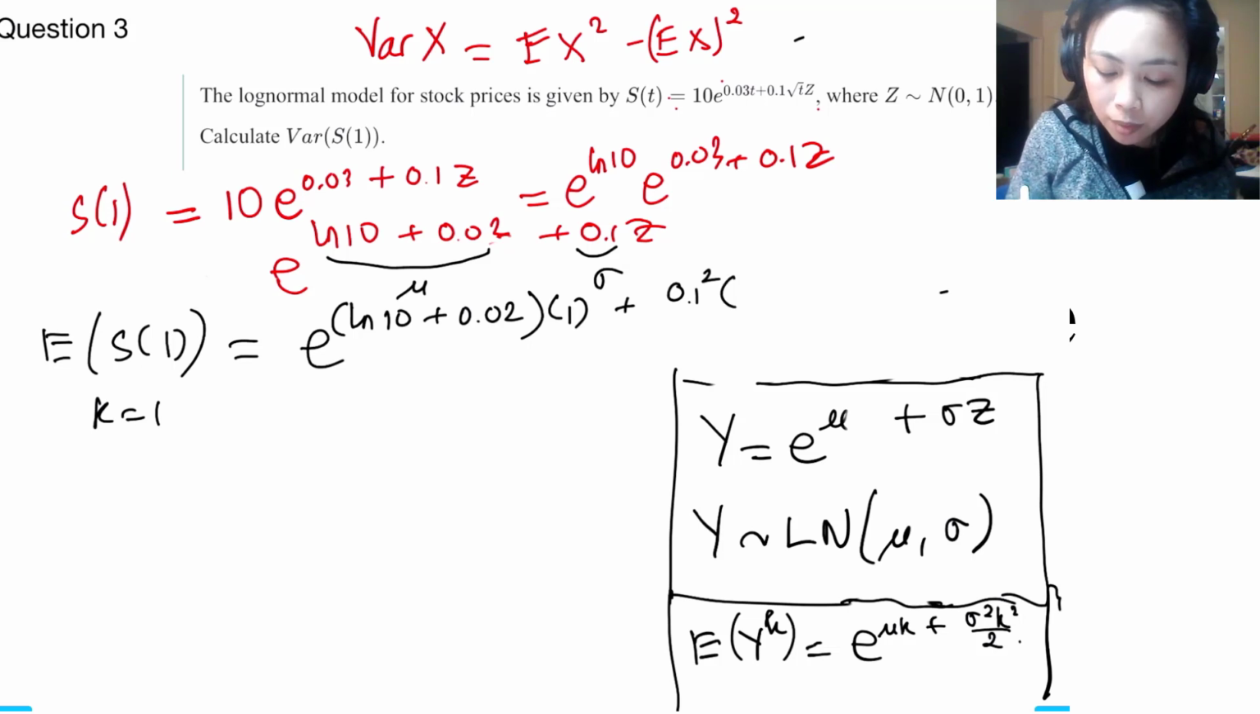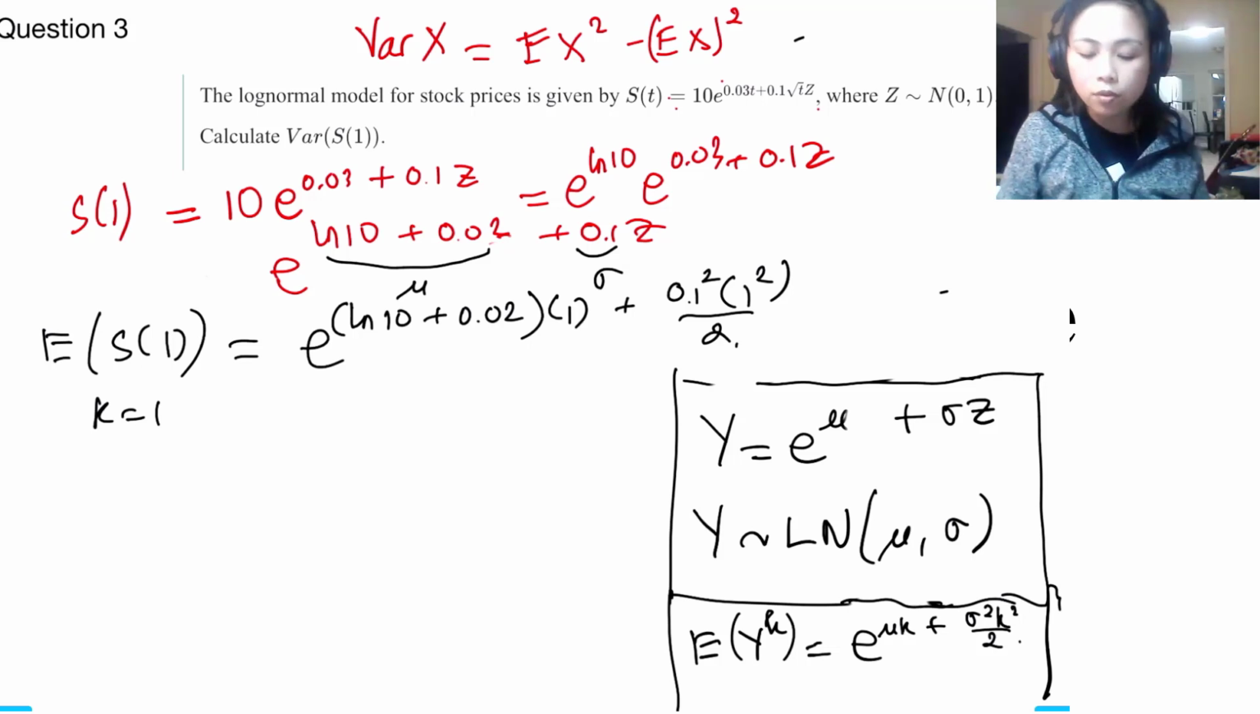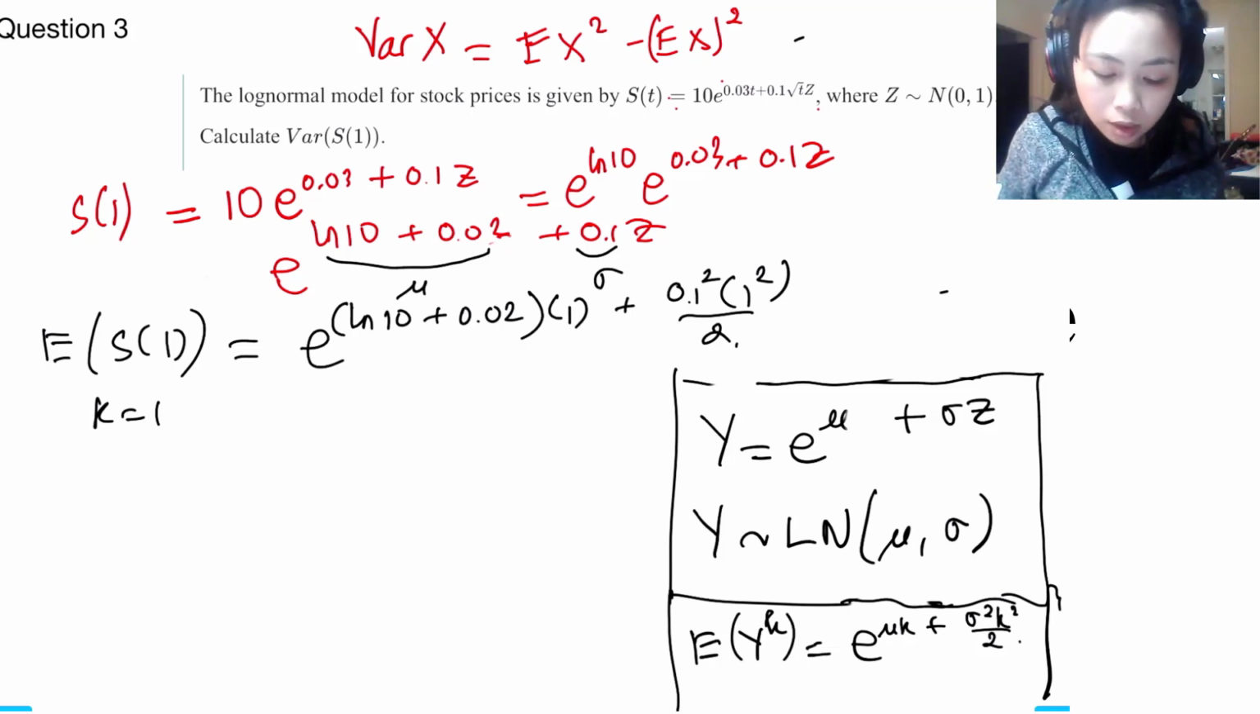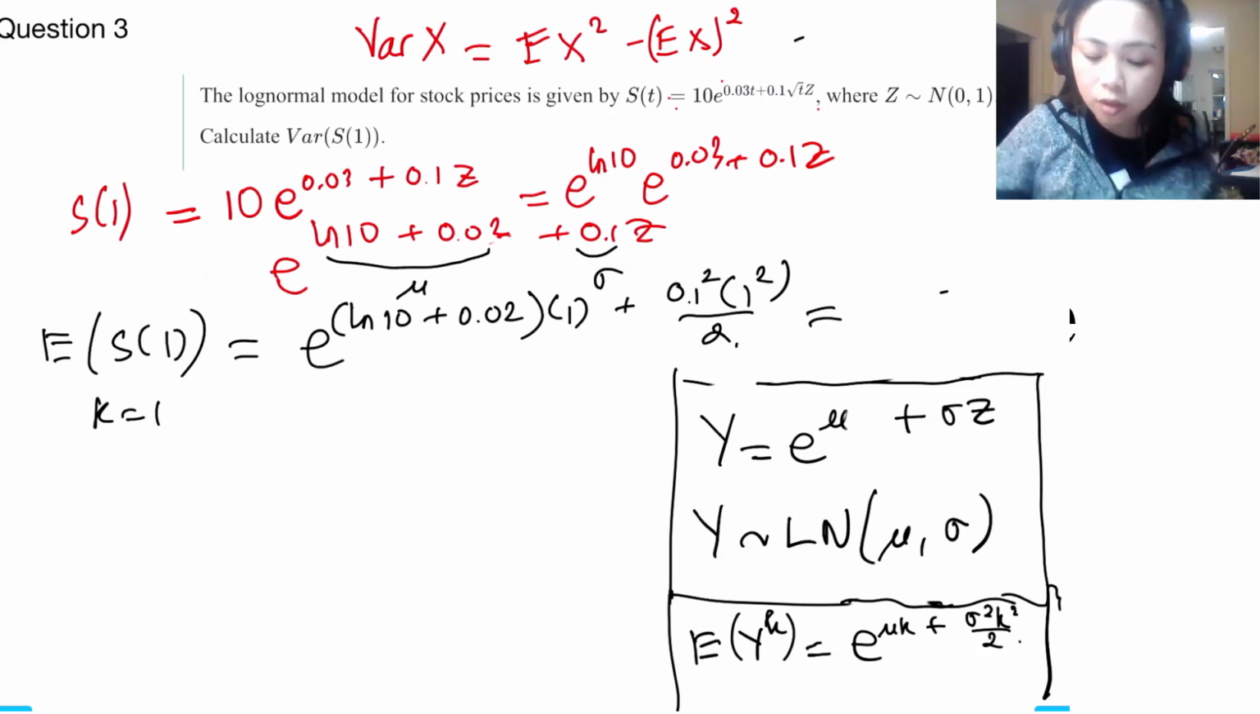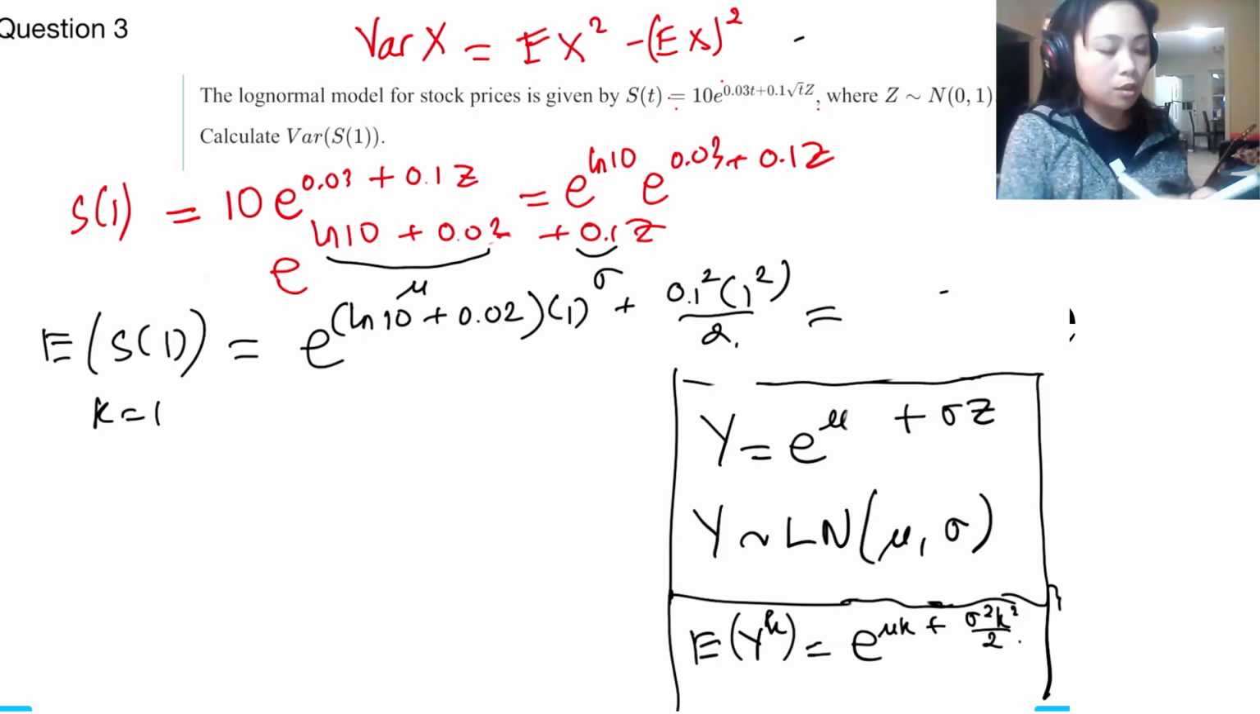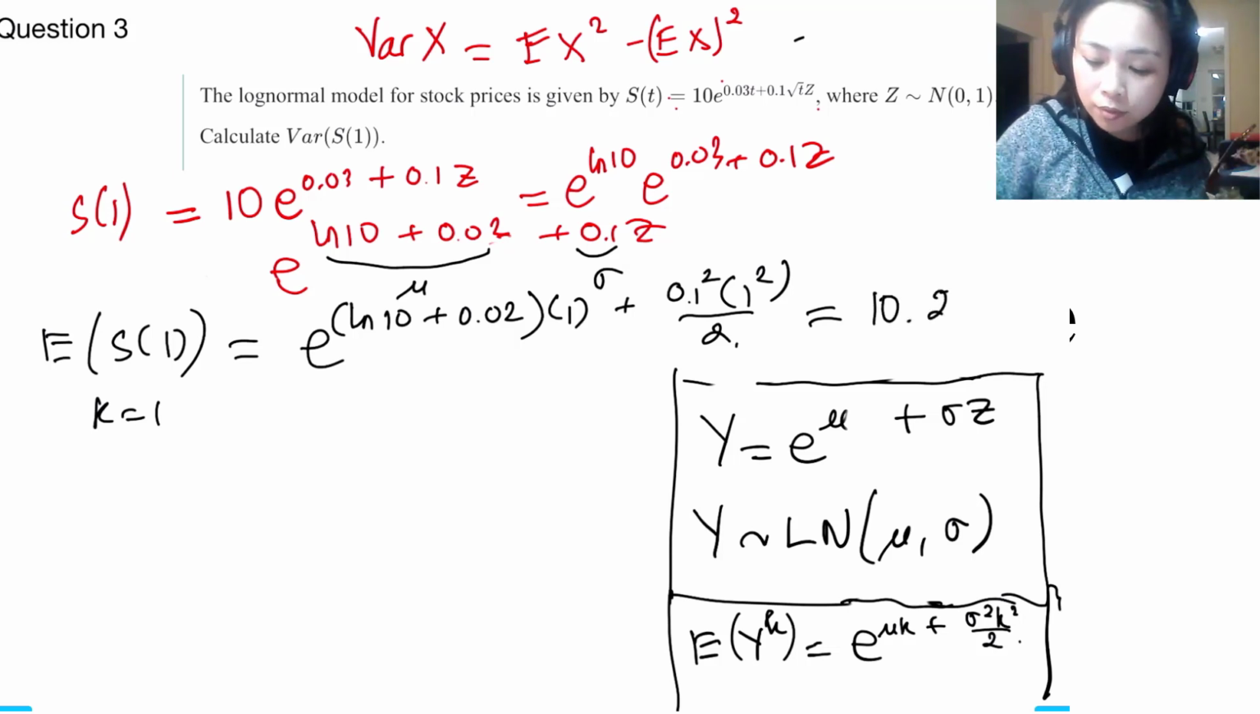It should be 10.25. See it, 10.25. That is E of S1. Now we have to find E of S1 squared. So k in this is 2, right? K is 2. So we got e to the natural log of 10 plus 0.02 times what k is 2, right? This is mu times k.